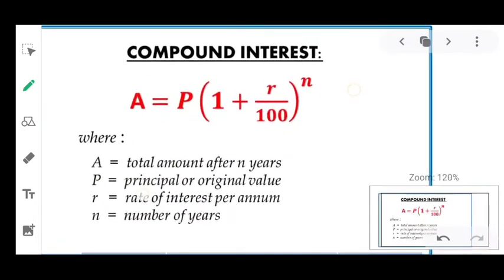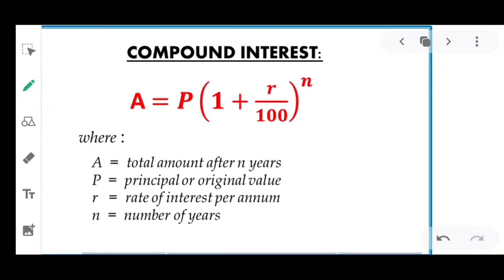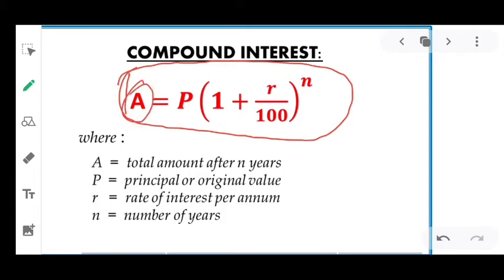We can find out compound interest using a formula. So the formula for compound interest is A equal to P into 1 plus R by 100 raised to the power n. Here A is amount, P is principal, R is interest rate, and n is number of years. Okay, that is the formula you have to memorize.